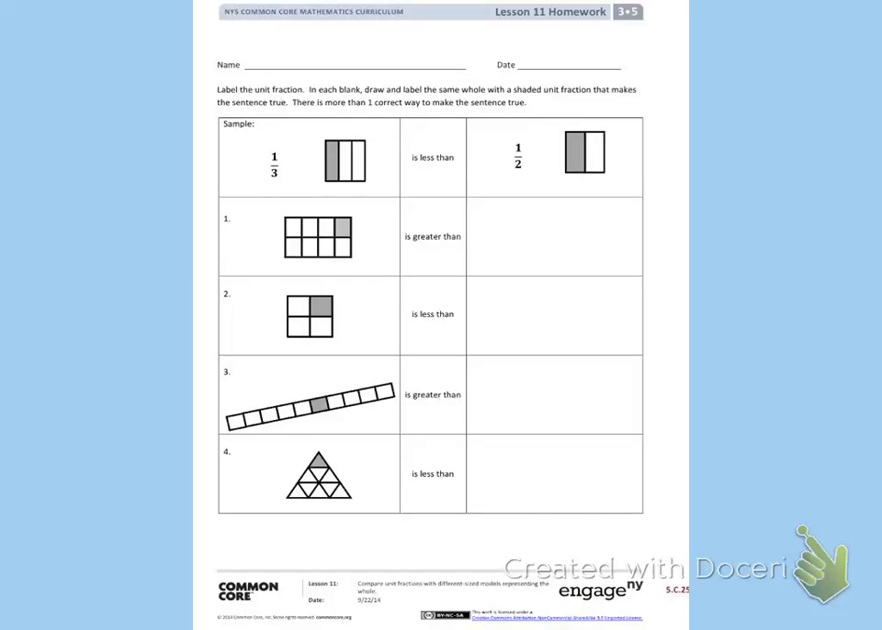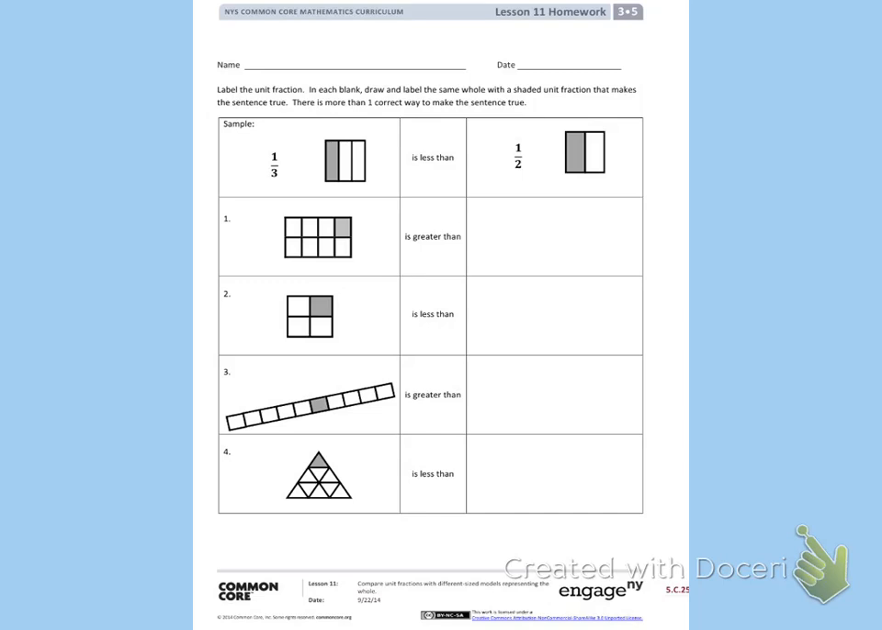Module 5, Lesson 11's objective is to compare unit fractions with different sized models representing the whole. The directions say, label the unit fraction. In each blank, draw and label the same whole with a shaded unit fraction that makes the sentence true. There is more than one correct way to make the sentence true.